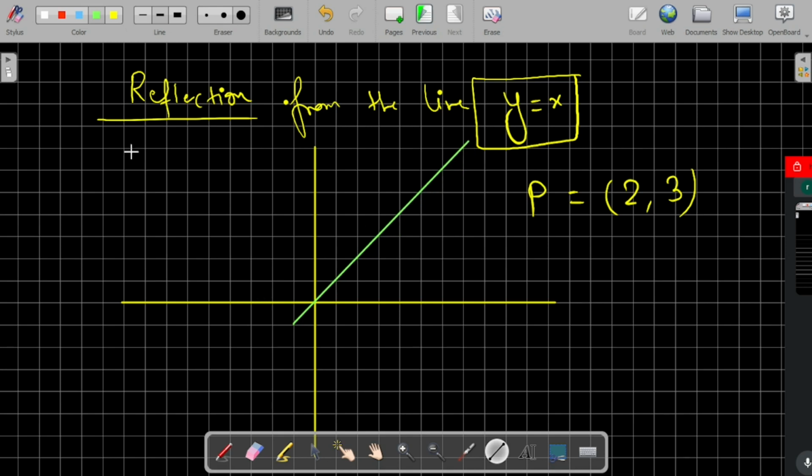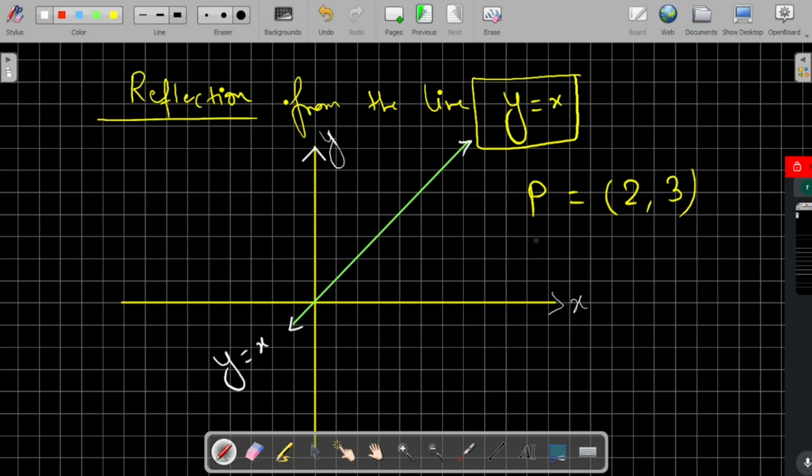Yes, this is the y equals x line. This is your y. Sorry, this is your y, this is your x, and this is the line y equals x.